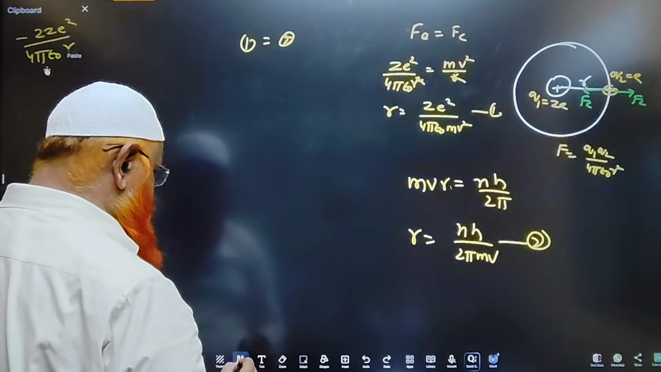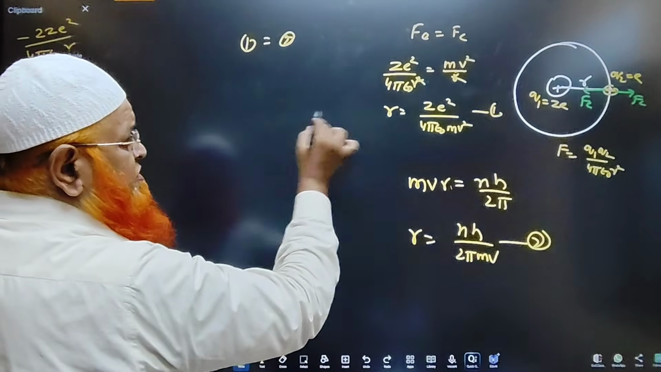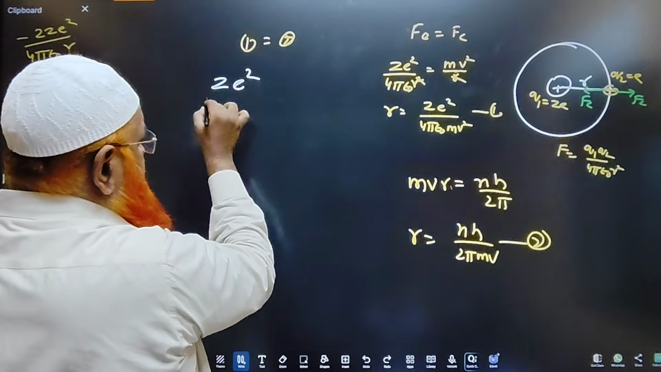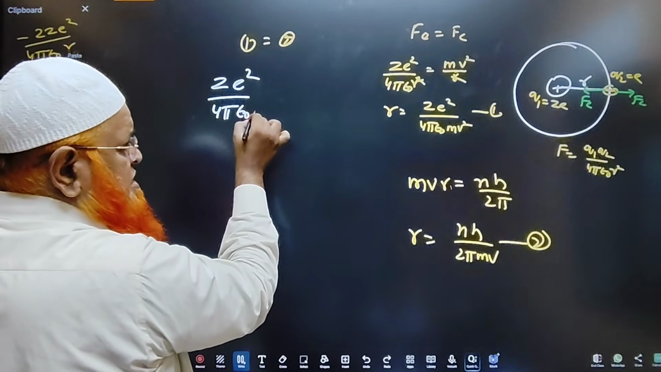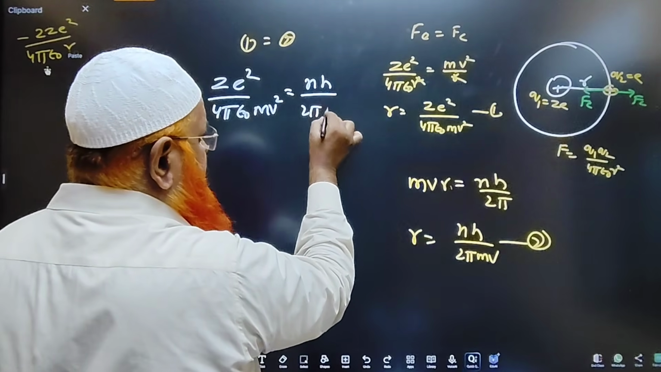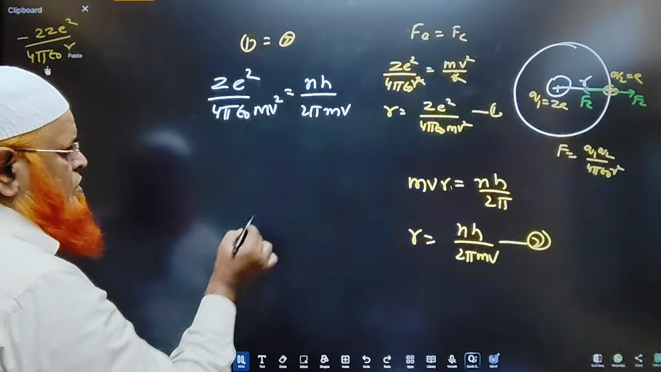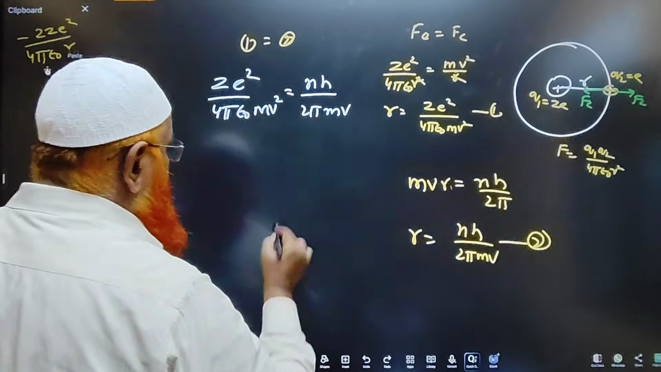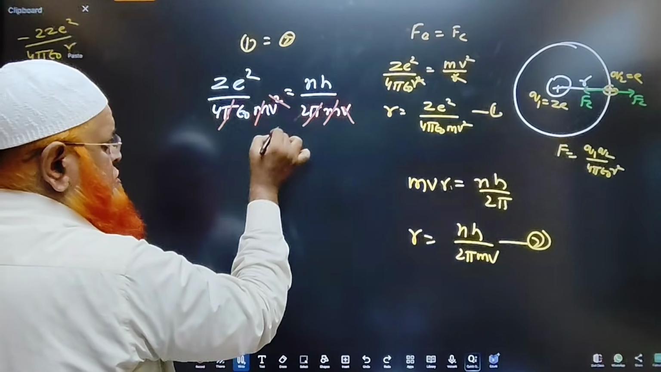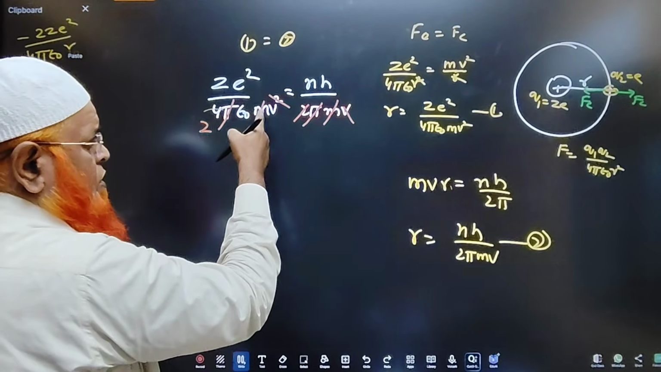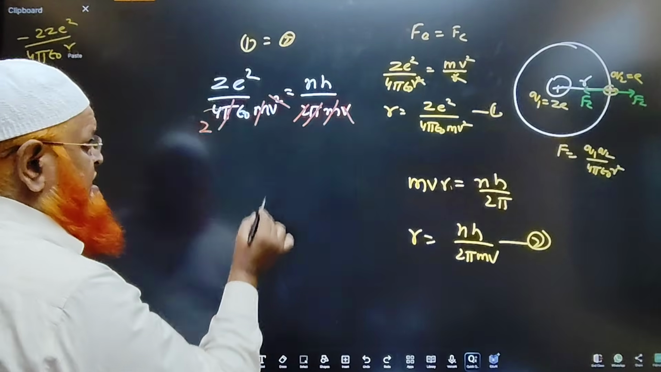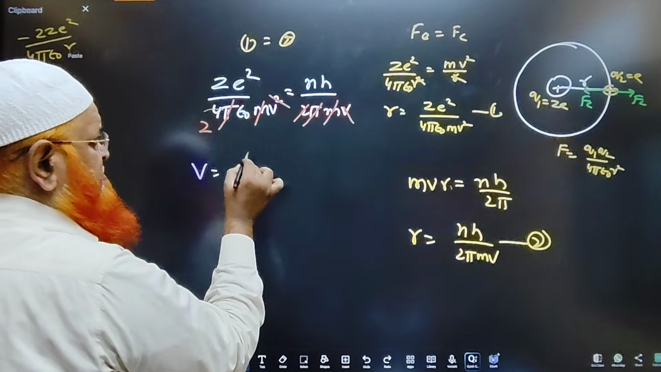Both are the same. So what am I going to get now? Let us see. When both are the same, I will write Ze square by 4 pi epsilon naught into mv square is equal to nh by 2 pi m into v. So check if m cancels. v square gets cancelled, m gets cancelled, pi gets cancelled, 2 ones, 2 twos. Okay, only one v is left. One v you take that side. So one v you have taken this side. So what is left here?